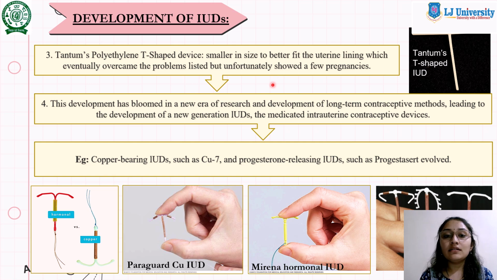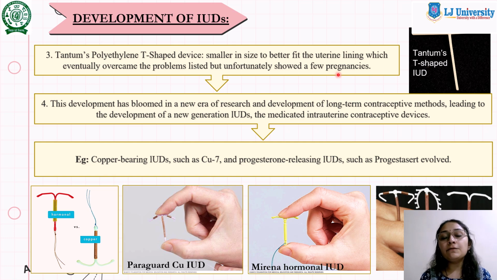But what happened in this? What were the demerits for this T-shaped IUD? Unfortunately, it showed a few pregnancies. It was not having a proper contraceptive action, right? It was not having the proper therapeutic activity for contraception, and thus they were also withdrawn from the market.